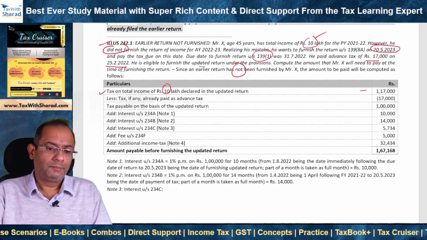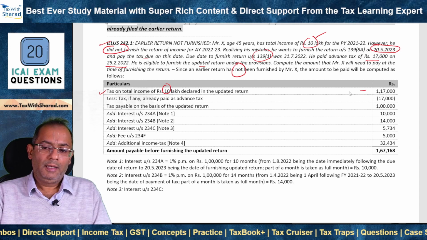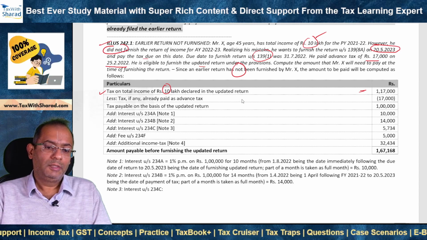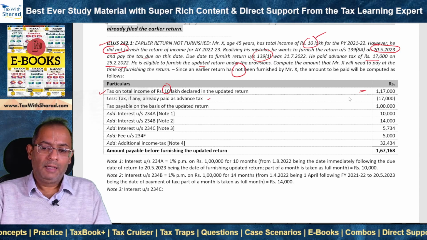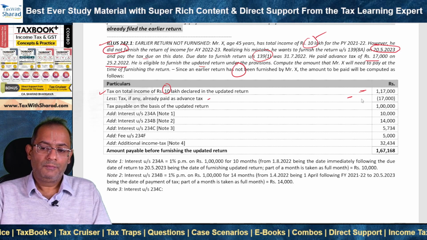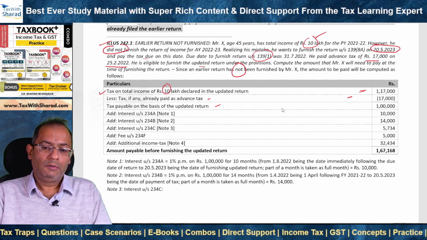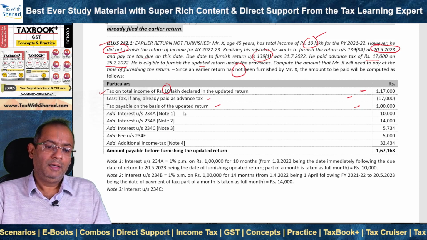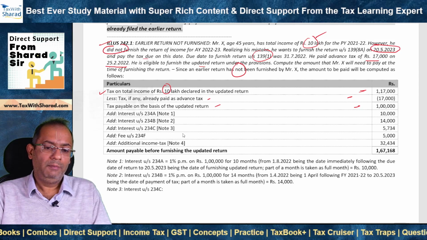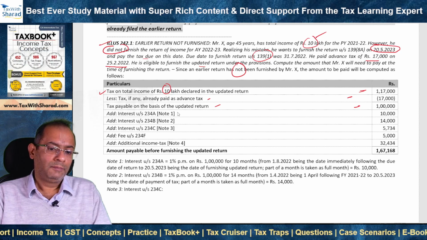So first we will need to compute tax on total income of 10 lakh, which is 1,17,000. Then we will reduce the tax paid as advance tax, which is 17,000. Okay. That will give us the amount of tax payable on the basis of updated return, which is rupees 1 lakh. Now to this we will add interest under section 234A, B and C, and then fees under section 234F.